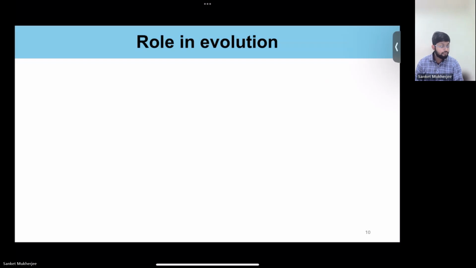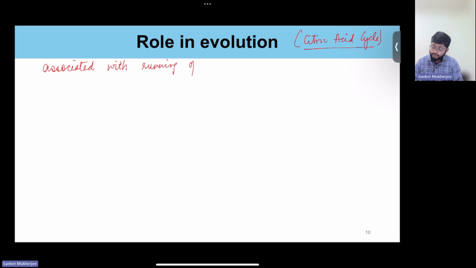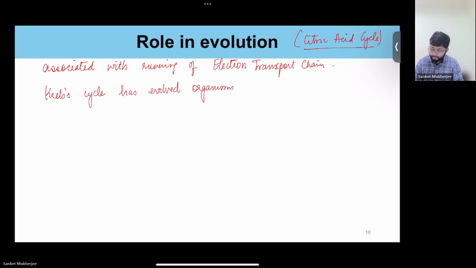So the role of the TCA cycle, or citric acid cycle, or Krebs cycle, is essentially that it is associated with running of the electron transport chain, because it gives the necessary precursors for the electron transport chain. Fine. And the Krebs cycle has evolved in organisms to adapt to a high oxygen environment. Okay? So that's how it's important.